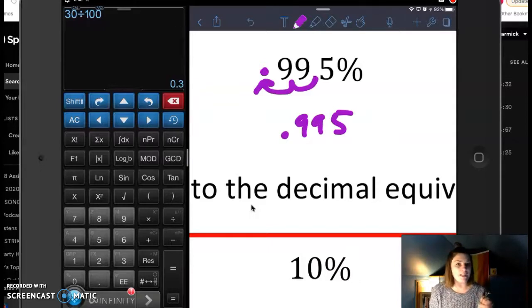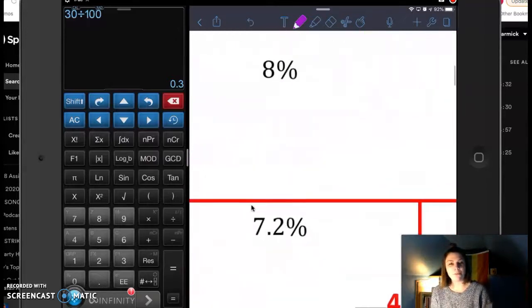Again, we want to be polite, we want to be fancy, we want to do it in the prim and proper way, so we're going to put that 0 in front. Come correct with your 0 in front. All right, here we have 8%.